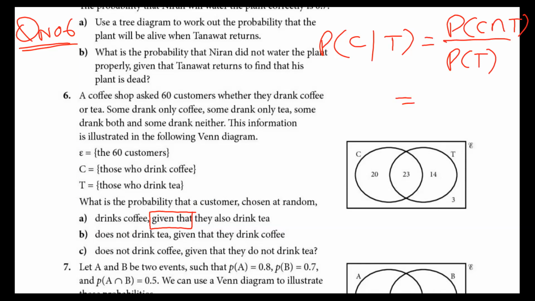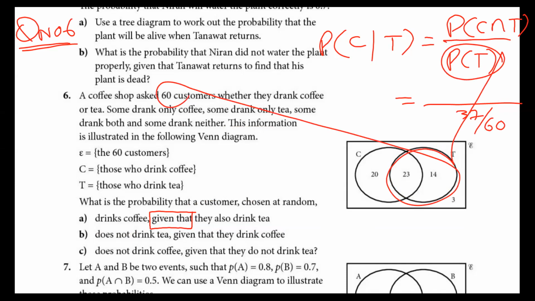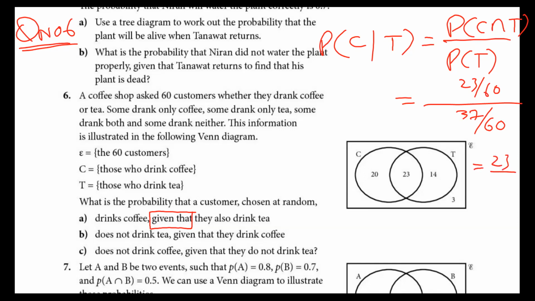So let's talk about T. T stands for the full circle of T. If you add them all, it becomes 37. So 37 out of the total of 60 people, so the probability of T is this out of 60. Clear? And I talk about the intersection part, my students. The intersection part is 23 people, 23 people out of 60. The 60 cancels. We got our first answer. Very clear.